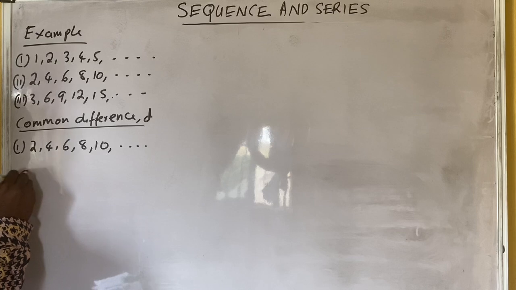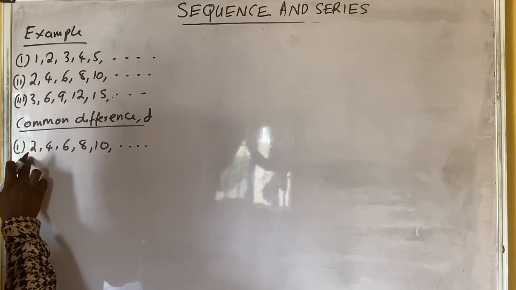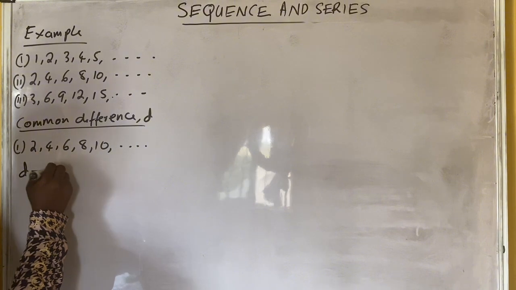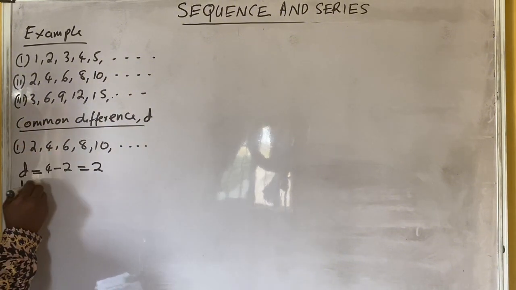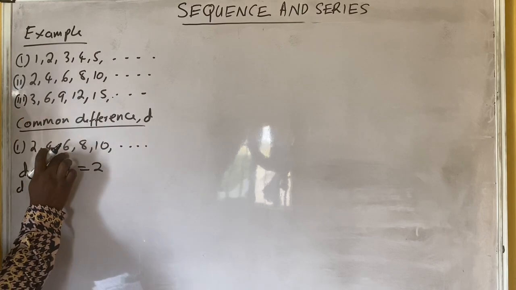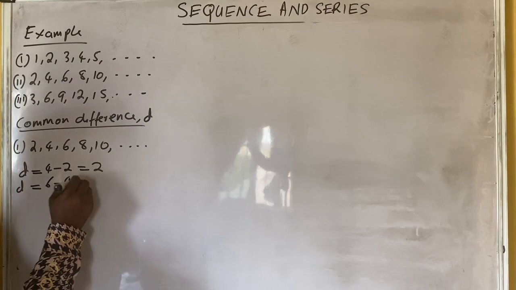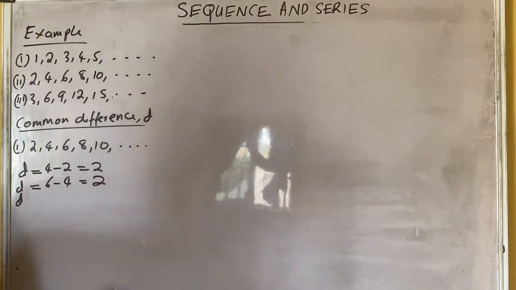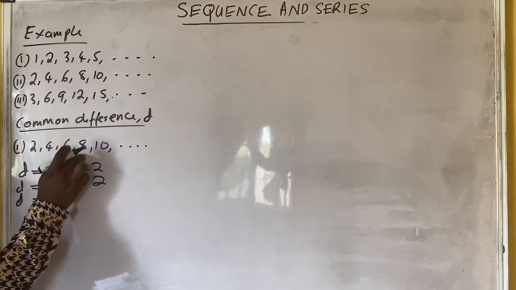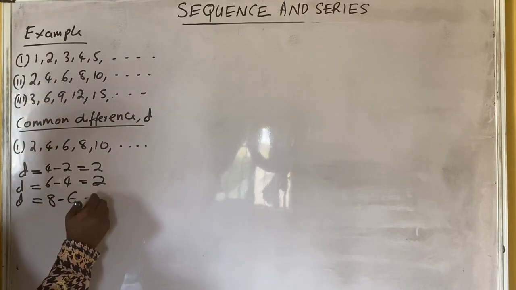Our common difference, which is D, is equal to what? The second term minus the first term, which is 4 minus 2, and that will give us 2. Or our common difference is also equal to the third term minus the second term, which is 6 minus 4, and that will give us 2. And our common difference is also equal to the fourth term minus the third term, which is 8 minus 6, and this will give us 2.